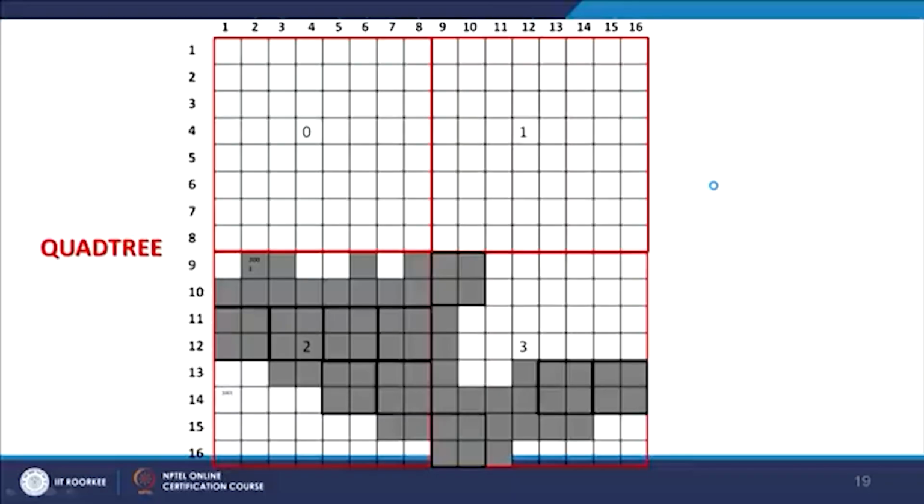So, what is done once this image is given for this kind of compression using quad tree is that it is divided in 4 quadrants, and then in each quadrant a search is made whether heterogeneity is present or not. If homogeneity is present, like in case of quadrant 0, then no further divisions will take place. However, if heterogeneity is present, like in case of quadrant 3, then further divisions would be done till you reach the unit level, and the unit level here is our cell.